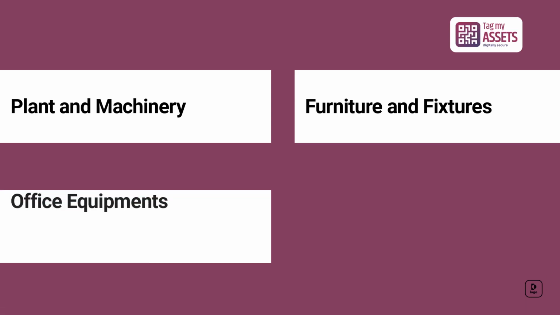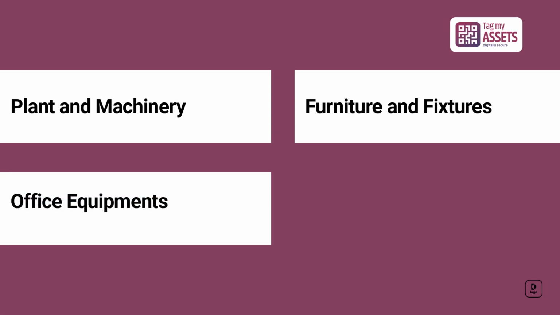Office equipments are those assets which are managed by the admin department of the company. AC, LED, and refrigerator are office equipment assets. Here again, paper tags are the best option for office equipment.